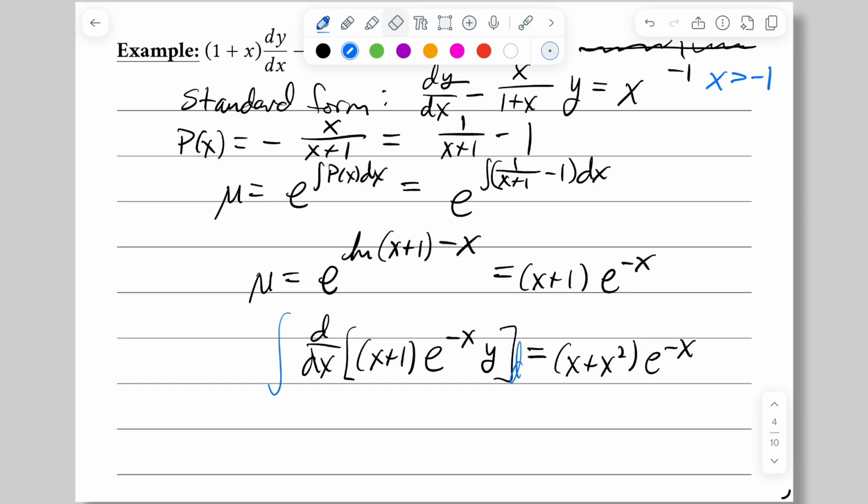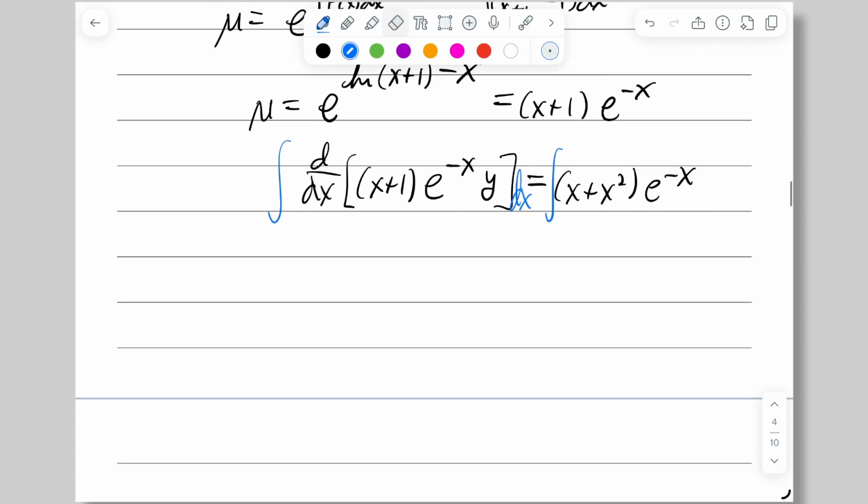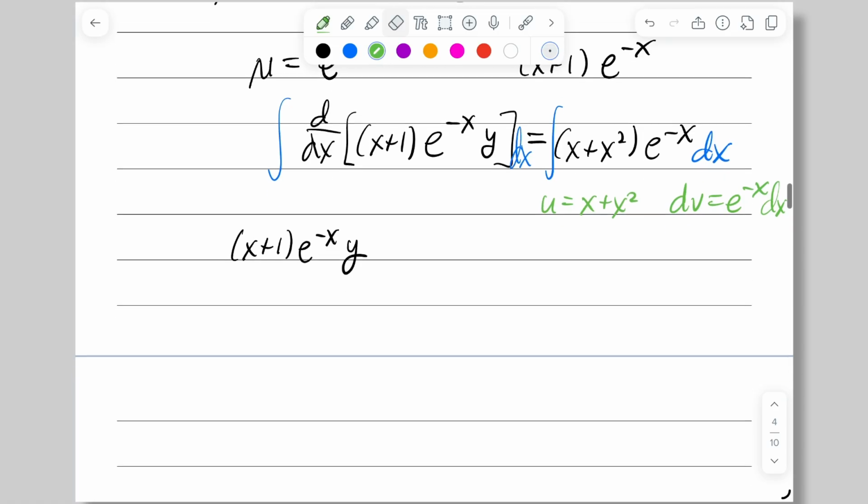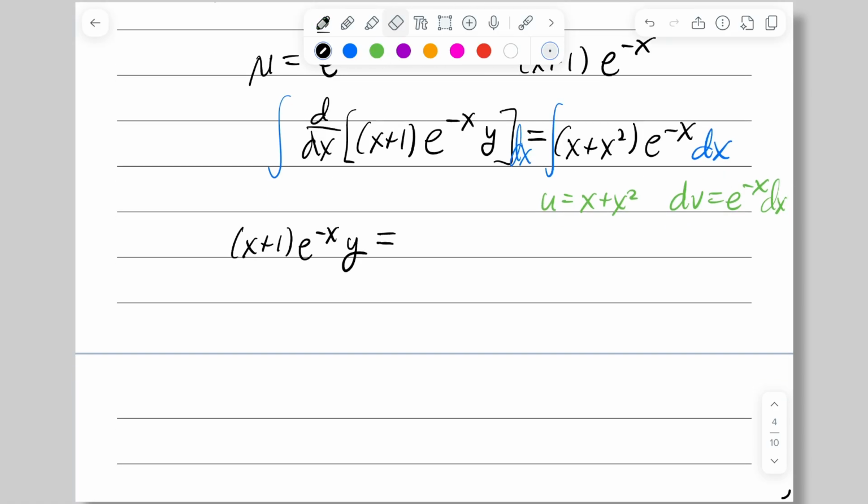We're going to get out of this mess by integrating both sides with respect to x. On the left-hand side, we simply have our x plus 1 e to the negative x y. And on the right-hand side, we have an integration by parts. Oh, I neglected to write a dx on the right-hand side. Some people would distribute this and then do multiple iterations of integration by parts. I don't recommend that at all. I say just make u equal to x plus x squared and dv equal to e to the negative x dx and roll with it. It will take a couple of rounds, but you don't have everything all separated.